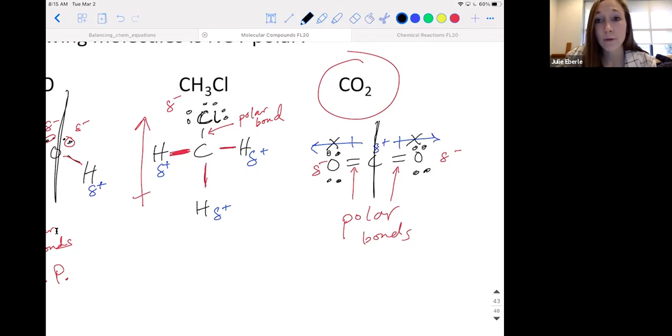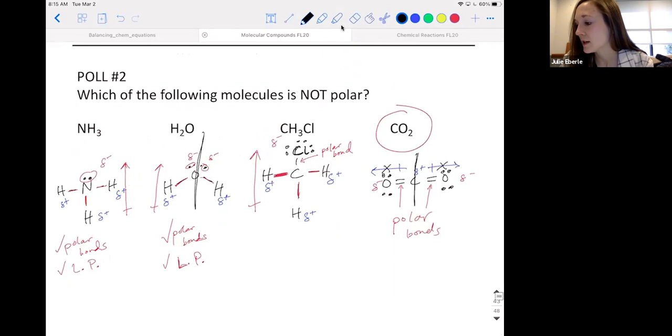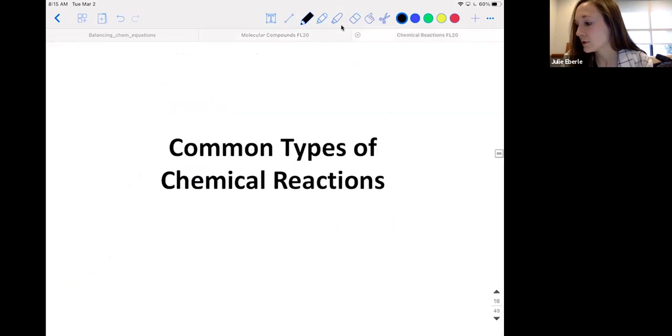So I'm really glad I reviewed this because our answers were wildly different on the poll. And the correct answer there was only CO2. Okay, so if you have questions on that, please hang around after. We can review some of that some more, but please revisit polar bonds and molecules because that's going to be on the exam for sure.